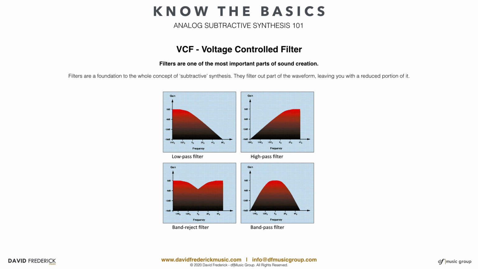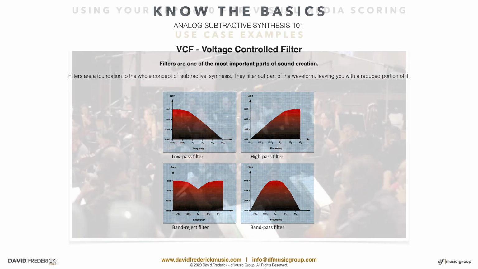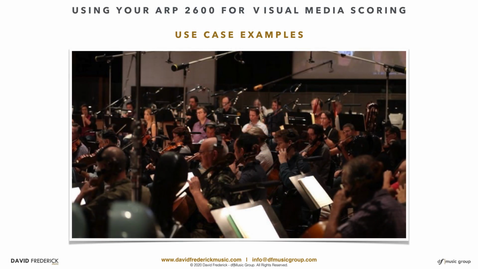All right, let's move into really what the meat of this presentation is about, which is using your ARP 2600 for visual media scoring. So we've got 4 examples that I want to walk you through. The first 2 are what I would refer to as overt use cases. I want the 2600 to be prominent in the mix, and it plays a critical role in the mix.